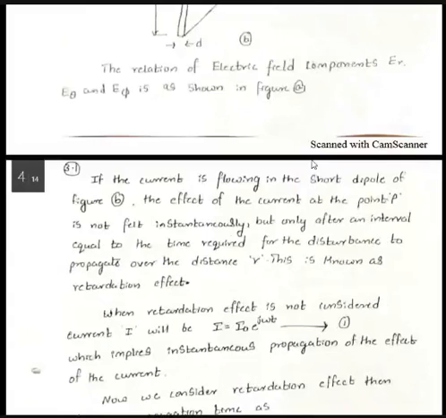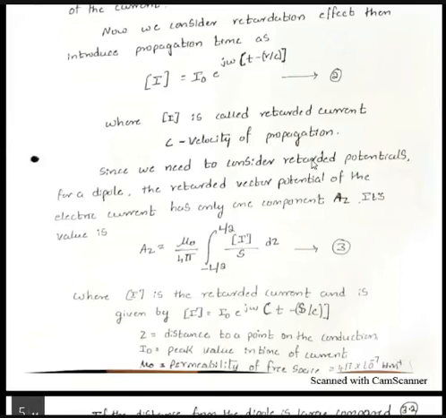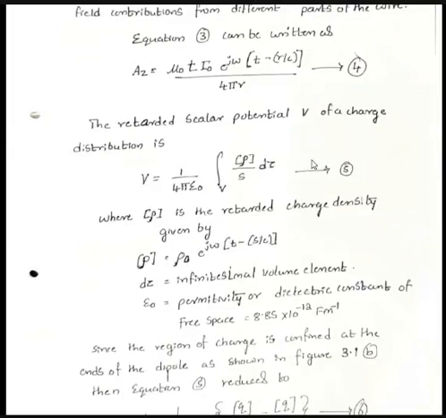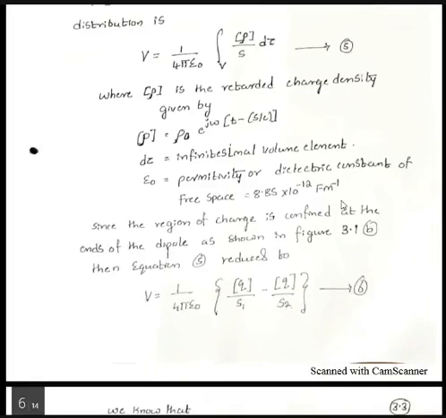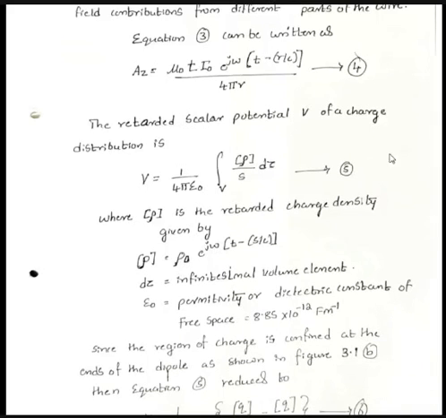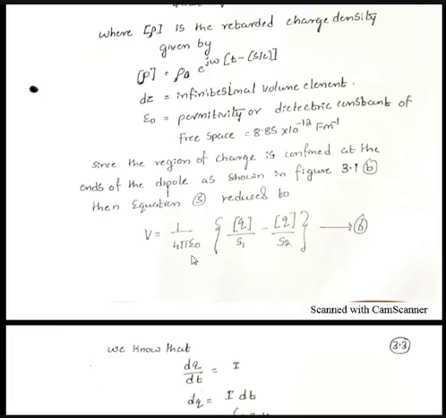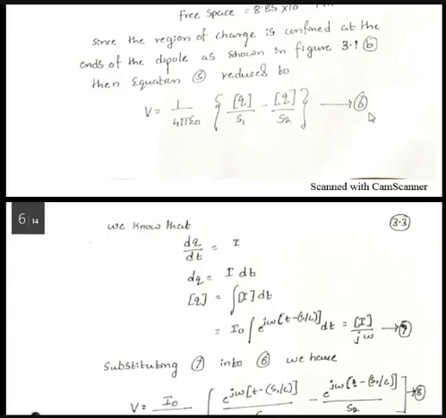If that is the case, what exactly is the meaning here? The region of the charge is confined at the ends of the dipole. Then, as shown in the figure, we can reduce the retarded scalar potential to V = 1/(4 pi epsilon) { [q]/s1 - [q]/s2 }. So this is nothing but equation number 6.